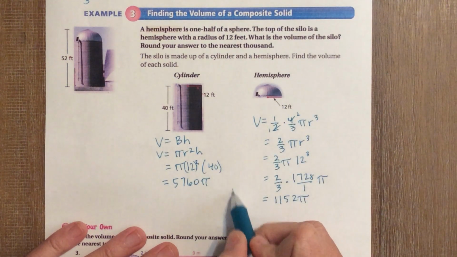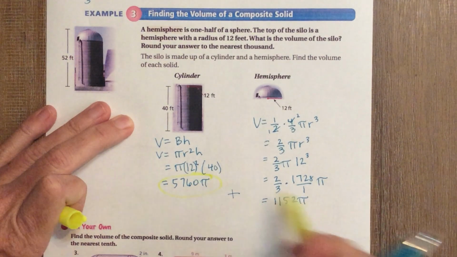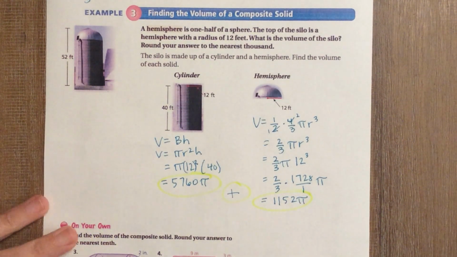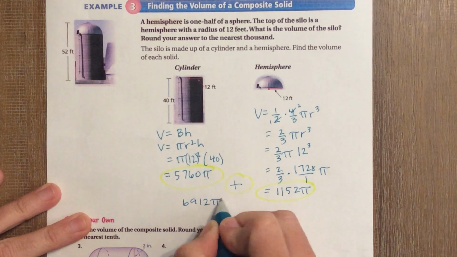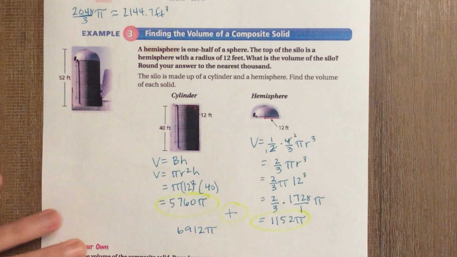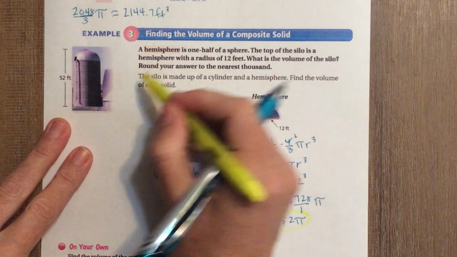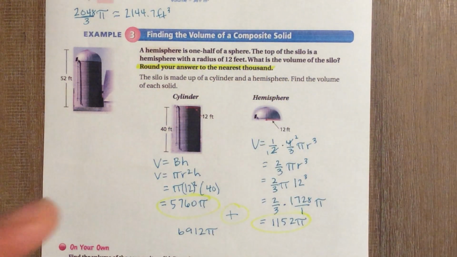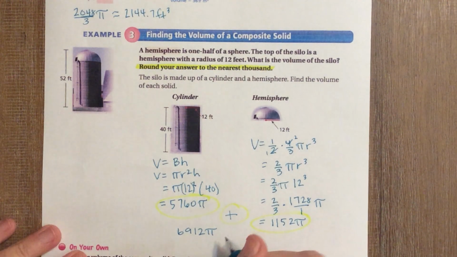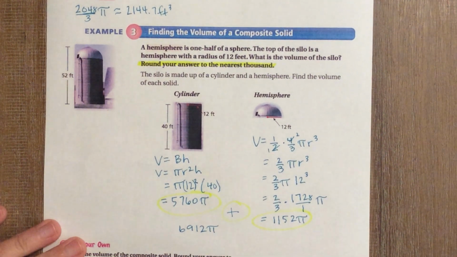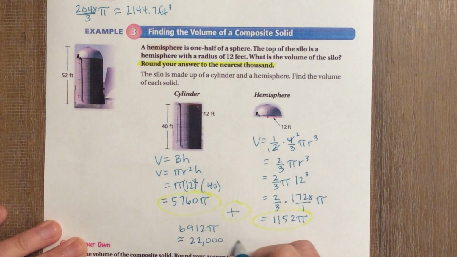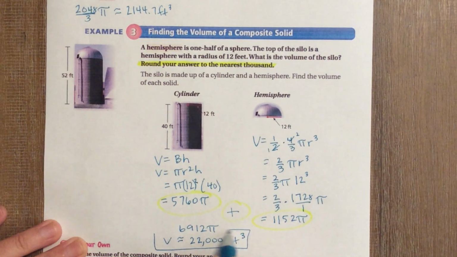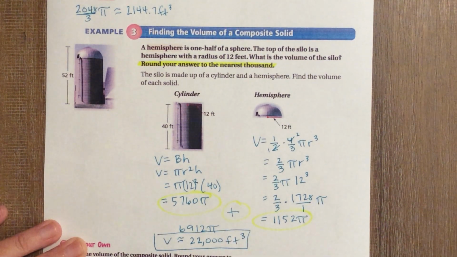Here's the volume of the cylinder. We need to add these two things right here, and when you add those, you get 6,912 pi. Don't forget to go up to the directions right here where it says round your answer to the nearest 1,000. That means they want no decimals. So 6,912 pi would be about 22,000 feet cubed when rounded. Okay, so there is your volume of the composite solid.